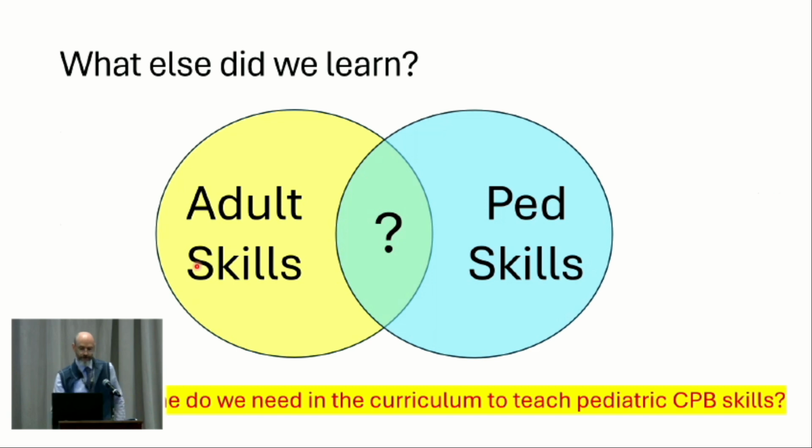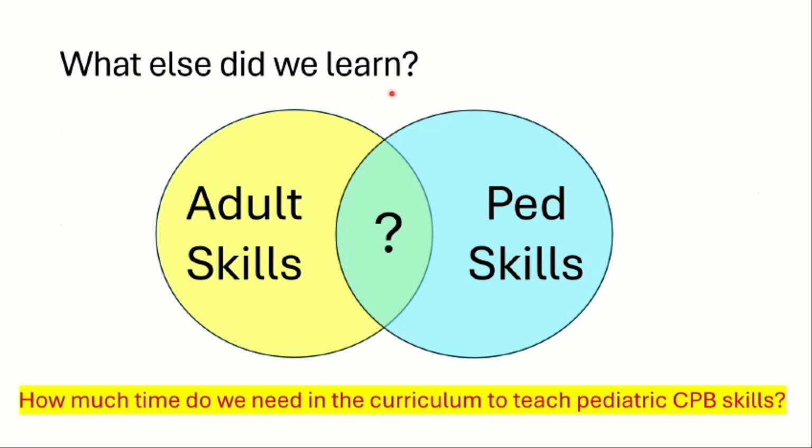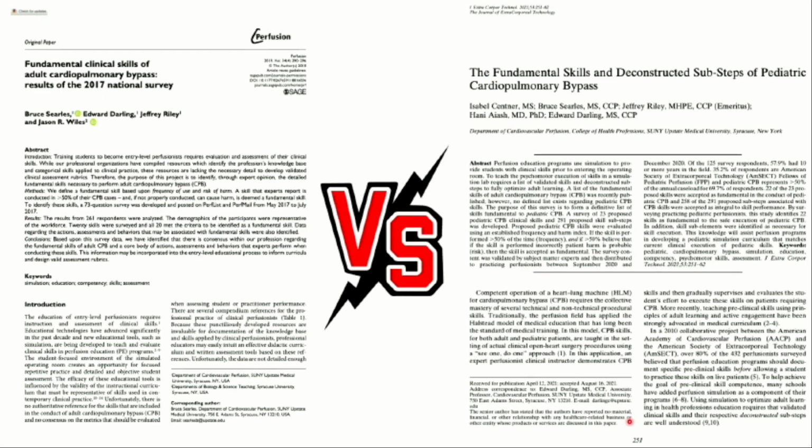What else did we learn? Well, although it wasn't necessarily the point of the research, we now have this opportunity to look at how much overlap there is between pediatric skills and adult skills, because we have a finite amount of time to teach. We have an infinite number of things to teach. So there has to be decision-making with regard to how we're going to distribute that time. And that puts us in a situation where you could do a direct comparison between our 2 papers.